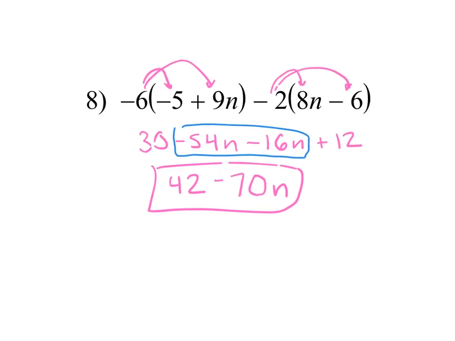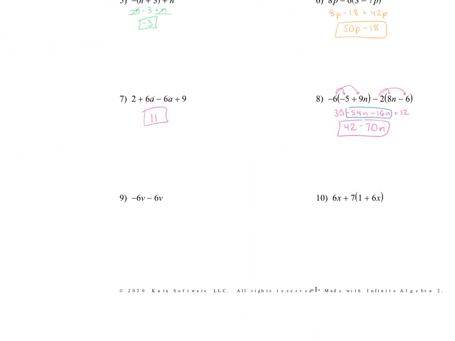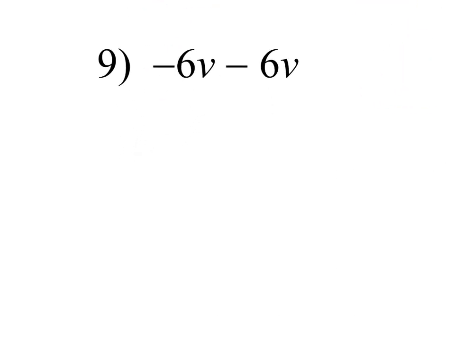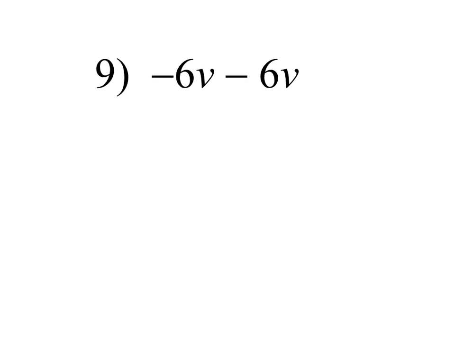All right, let's look at number 9. What'd you guys get for number 9? I got -12v. Perfect, -12v. So it's -6v minus 6v, so that would be -12v. If it was -6 plus 6, if one of them was negative and one of them was positive, it would be 0. But here they're both negative. So we add the two together and keep the negative sign. So we get -12v.